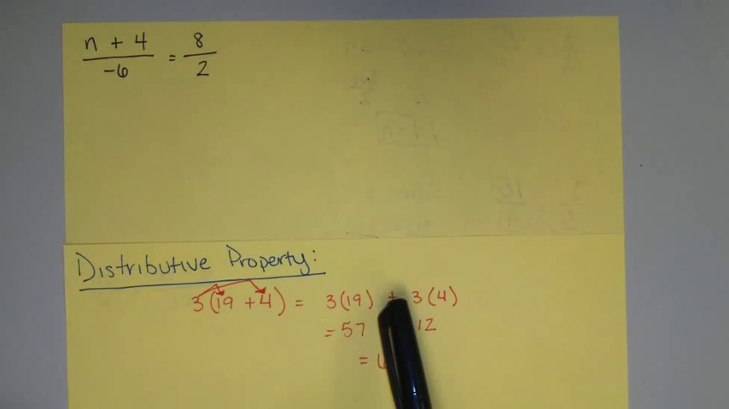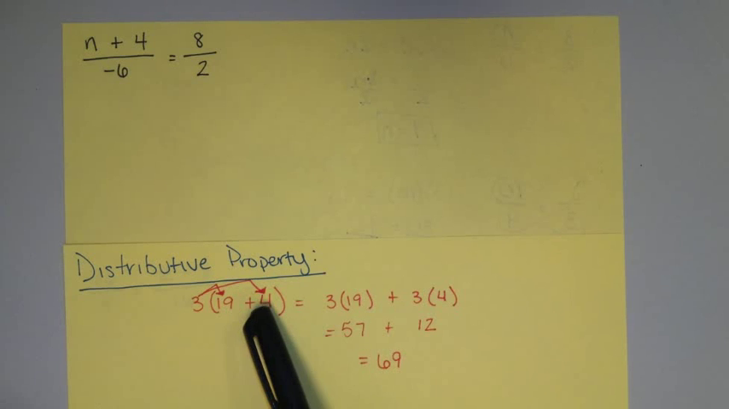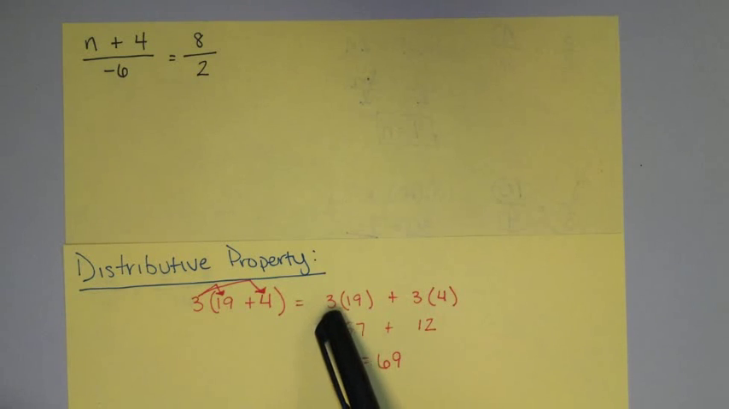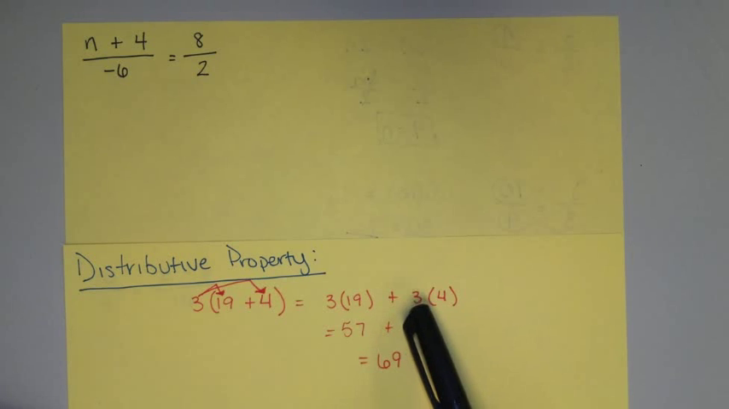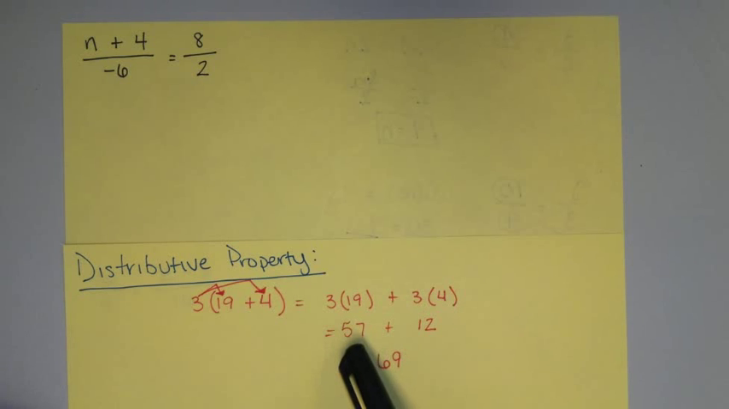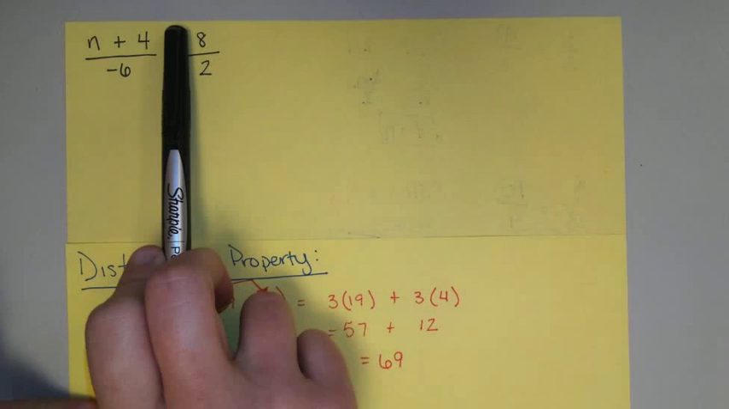Now you can't forget your addition sign in between them, because you have an addition sign in between your 19 and 4 here. So now we're going to multiply 3 times 19, which will give you 57, and then you're going to bring down your plus sign. Then you're going to multiply 3 times 4, which gives you 12. Now you just have to add 57 plus 12, which gives you 69. So this is an example of distributive property, and now we will use cross multiplication and distributive property to solve this complex proportion.